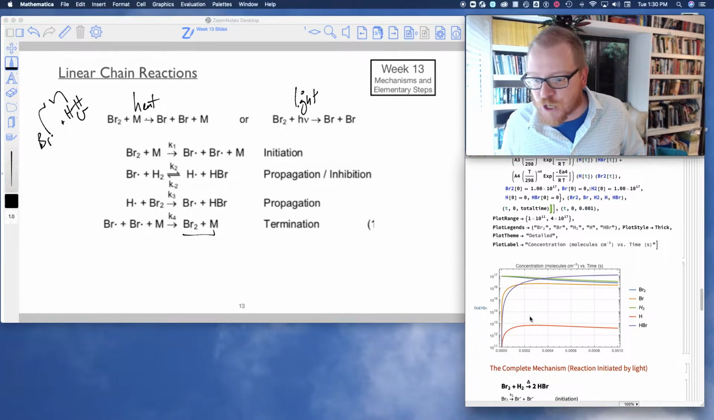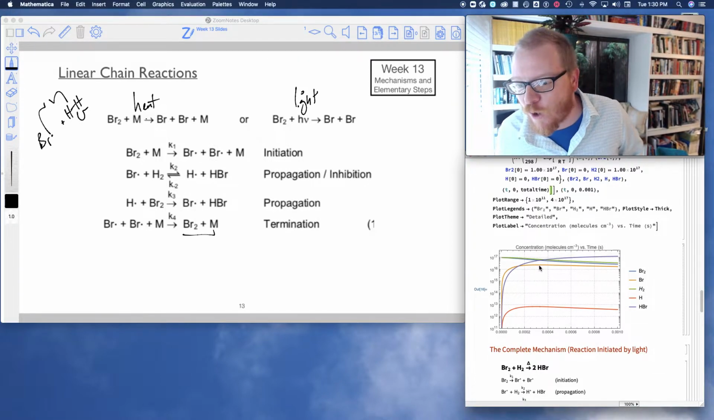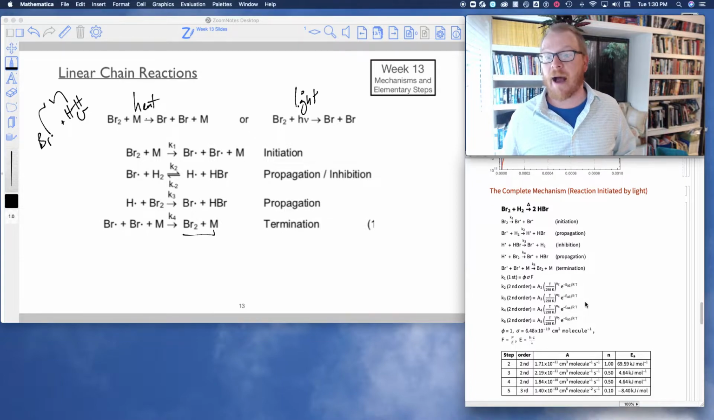Right? You can see there's a huge production of bromine radicals. It spikes up like 5 orders of magnitude, okay? And then later on in the reaction, it starts to hit a steady state. So let's compare that now to the reaction driven by light.